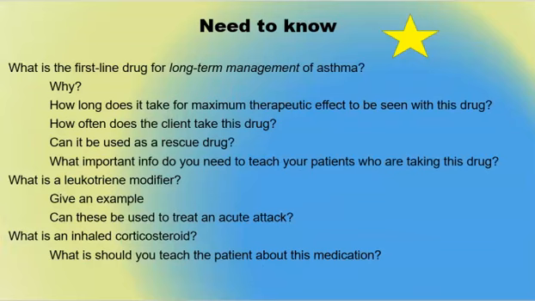Okay, so I have a star on this slide. This is the last slide. What is the first line drug for long-term management of asthma, and why? I'm not going to give you the answers to these. I want you all to look these up. How long does it take for maximum therapeutic effect to be seen with this drug? How often does the client need to take this drug? Can it be used as a rescue drug? And what important information do you need to teach your patients who are taking this drug?